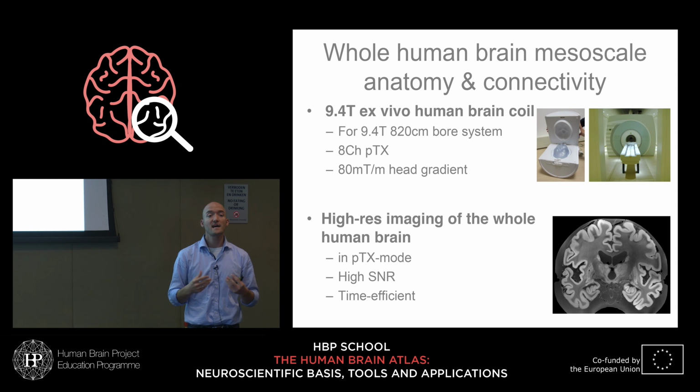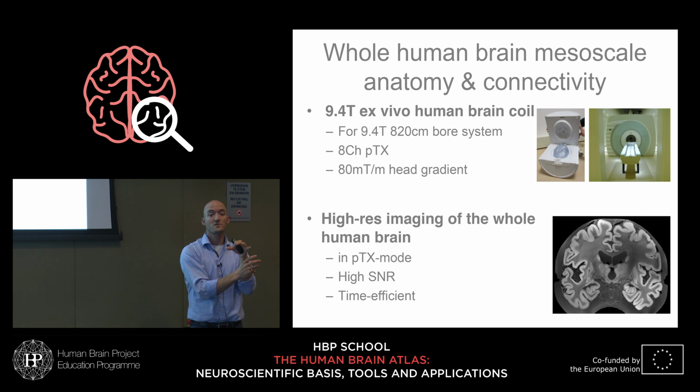And simply said, that's because the wavelength of the RF energy got so close to the size of the head that you get destructive interference of waves inside the head. So you get bright spots somewhere and dark spots somewhere else. So great, you've got great signal somewhere in the brain, but it disappears somewhere else in the brain.